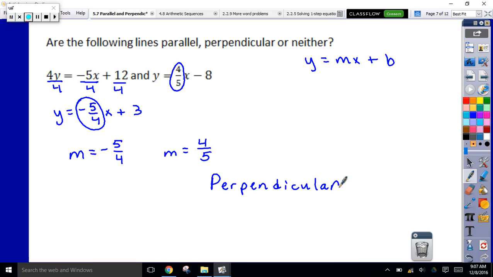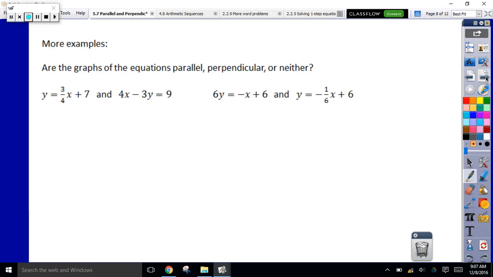Okay, let's look at another example. Are the graphs of the equations parallel, perpendicular, or neither? So let's see. Which equation is easy to tell the slope of? The first one, and what is the slope? 3/4. Good. So for the first equation, the slope is 3/4.